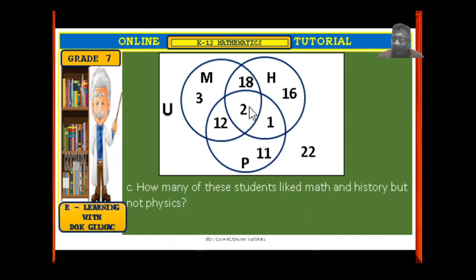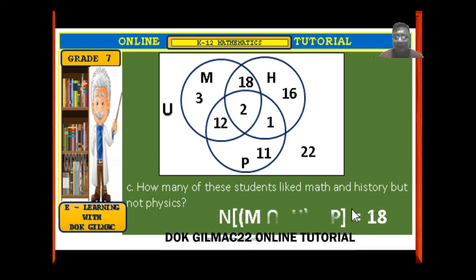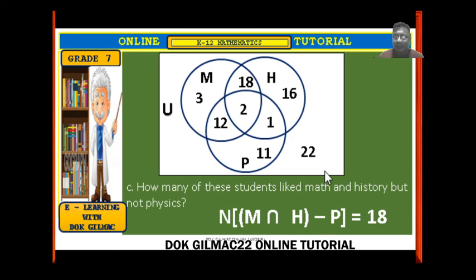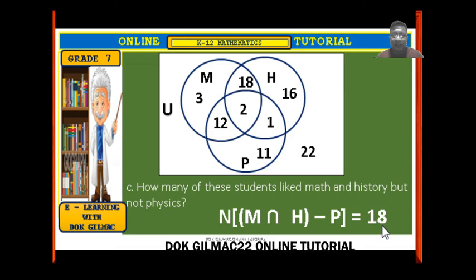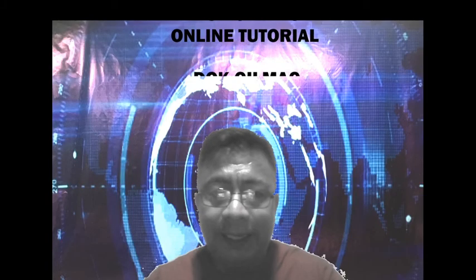As you can see here, there are 18 students who like both math and history, and 2 who actually like all three, so they are not counted. Okay, so we were able to answer the questions given in this particular problem. So take note of that, how to use the Venn diagram in solving problems involving sets.